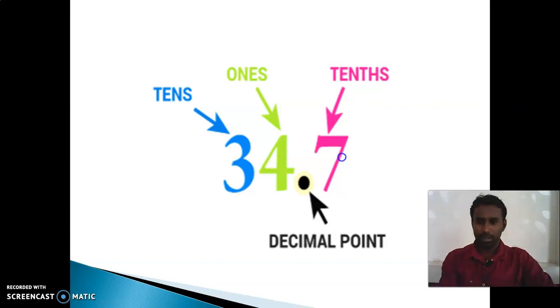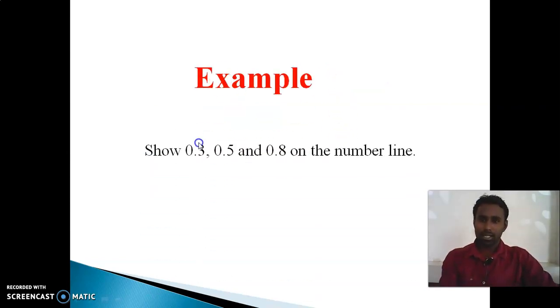Understand? Okay. For example, show 0.3, 0.5 and 0.8 on the number line. Just look at the decimal numbers. Anything more than 1 would exceed it; here they didn't give any, but we can represent 1 point something, 2 point something. If some digit comes after the point, we can say it is a decimal number. 0.3, 0.5, 0.8 we have to represent on the number line. You know one thing: 0.3, 0.5, 0.8 will occur between 0 and 1, right? Because they are less than 1.